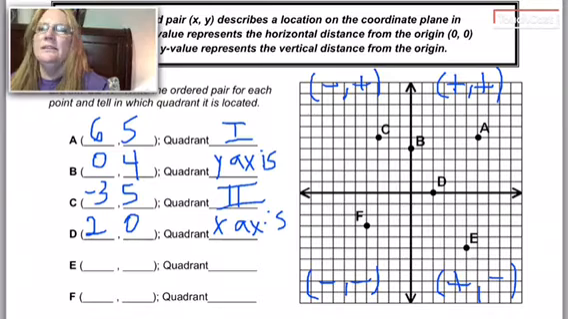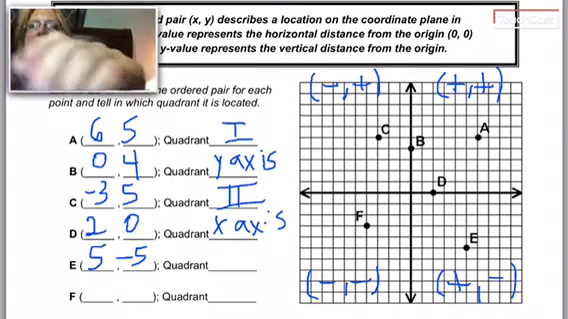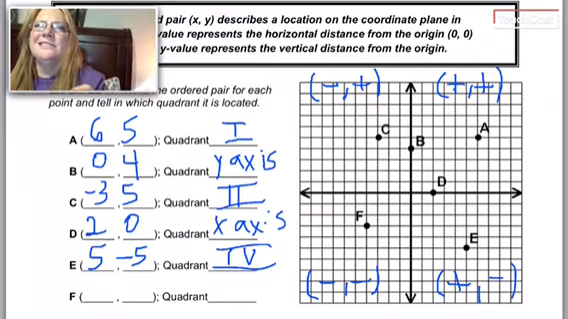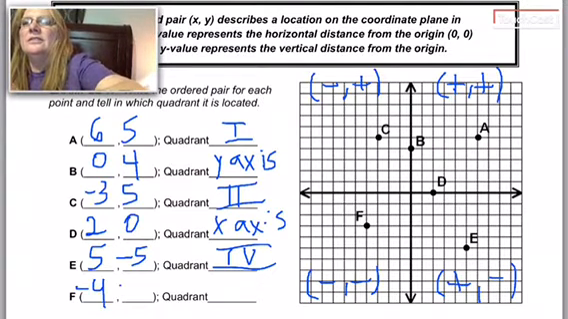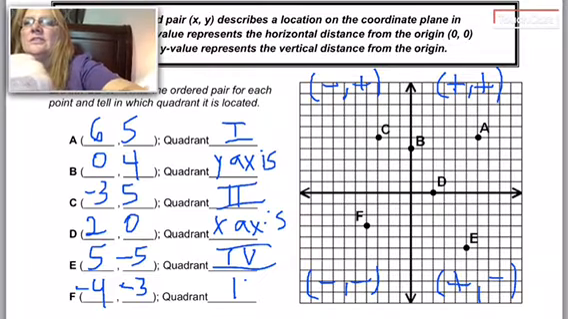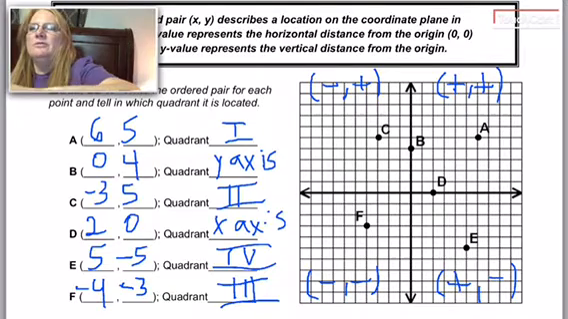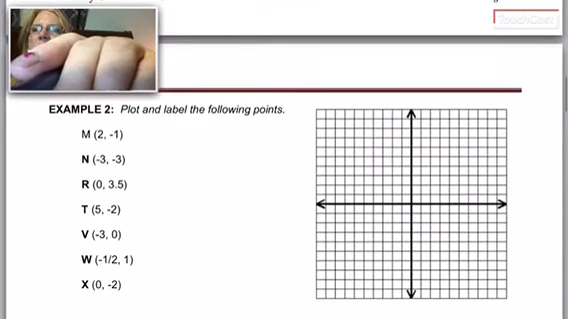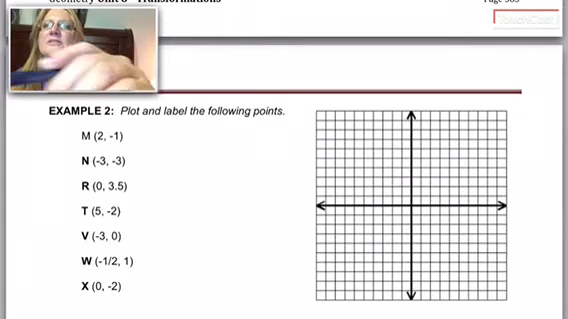Point E is 5, negative 5, and that is in quadrant 4. F is negative 4, negative 3, and that is in quadrant 3. Again, hopefully that's just a quick review. Now, for practice, it's going to ask you to plot and label these points. So let's do that.